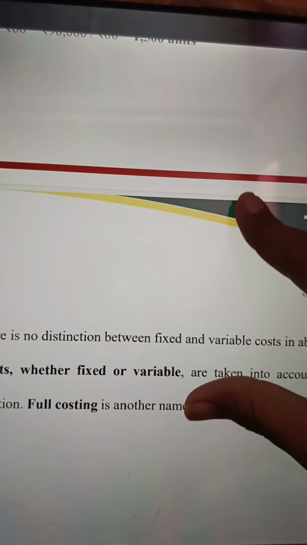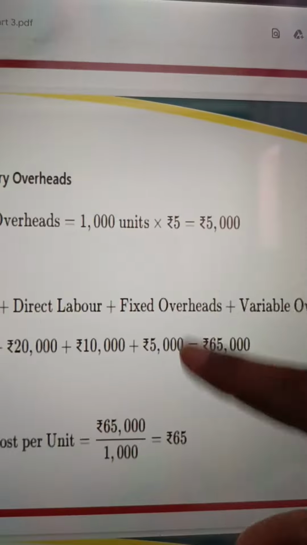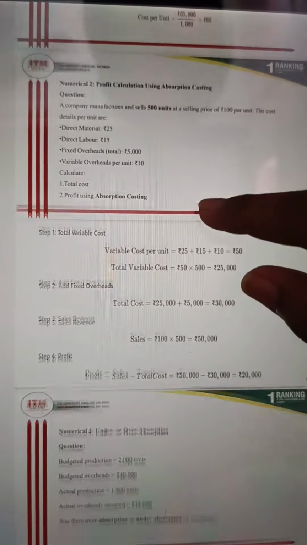Next, second is absorption costing. You also have to learn the definition of absorption costing, what it means. Don't do the numericals and steps. Also, you don't need to focus on absorption costing numericals. Next, this is also a numerical. Don't focus on it, only the theory.